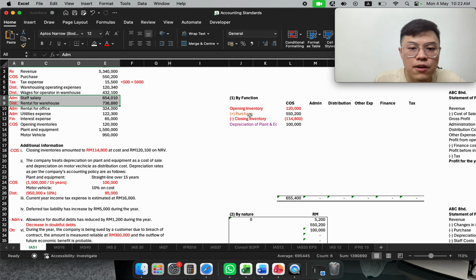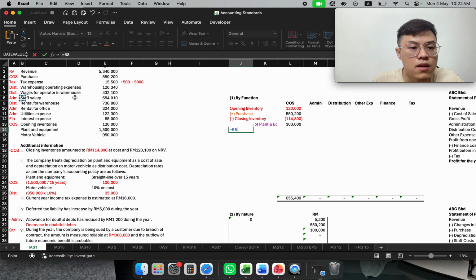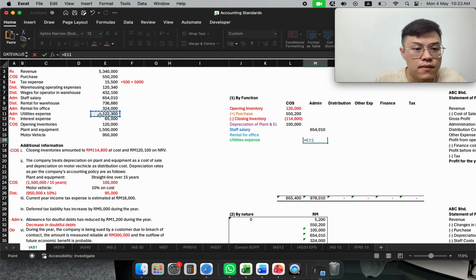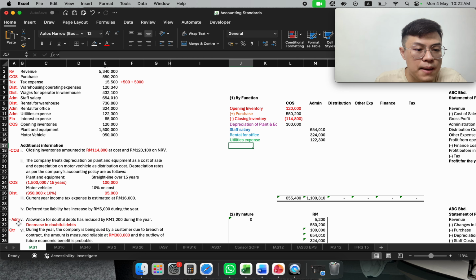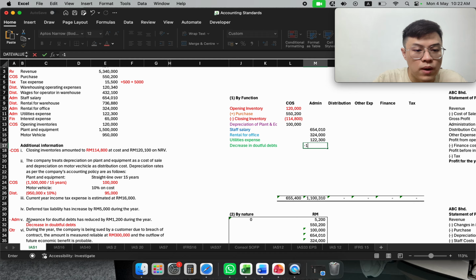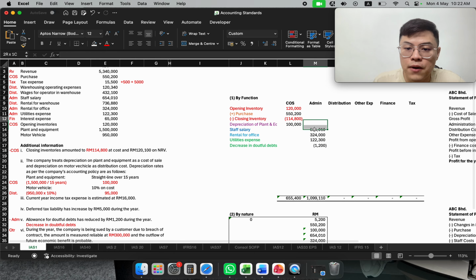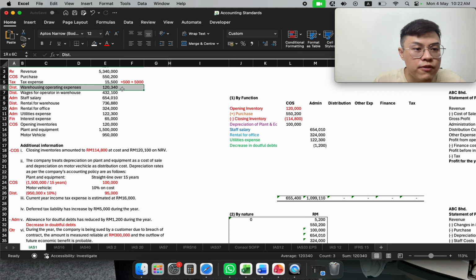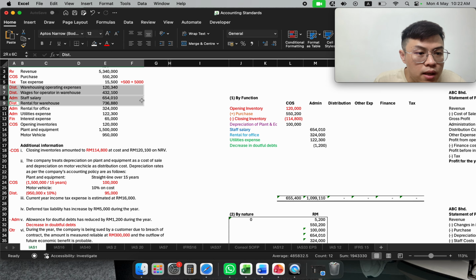And the next is admin. So admin, we have staff salary, admin. And we have our rental on office. And we have our utility expense. And the next admin will be my decrease in doubtful debts by 1,200. That will be our admin 4 items. And distributions, we have these 4, 1, 2, 3, and 4.